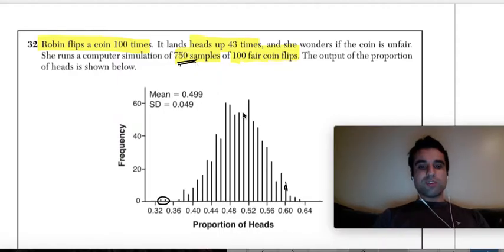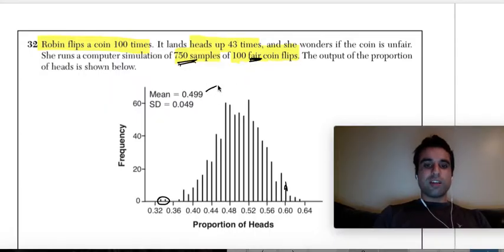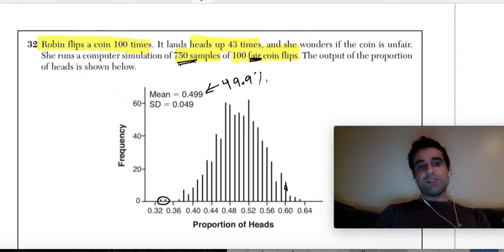But we don't care about the 750 anymore. And she said they're fair coins, so there should be equal chance of getting heads or tails. This 0.499 is 49.9%. That's fair. It could end up being around that amount. It doesn't always end up being exactly 50%. So on average, 49.9% was heads, which is pretty fair.